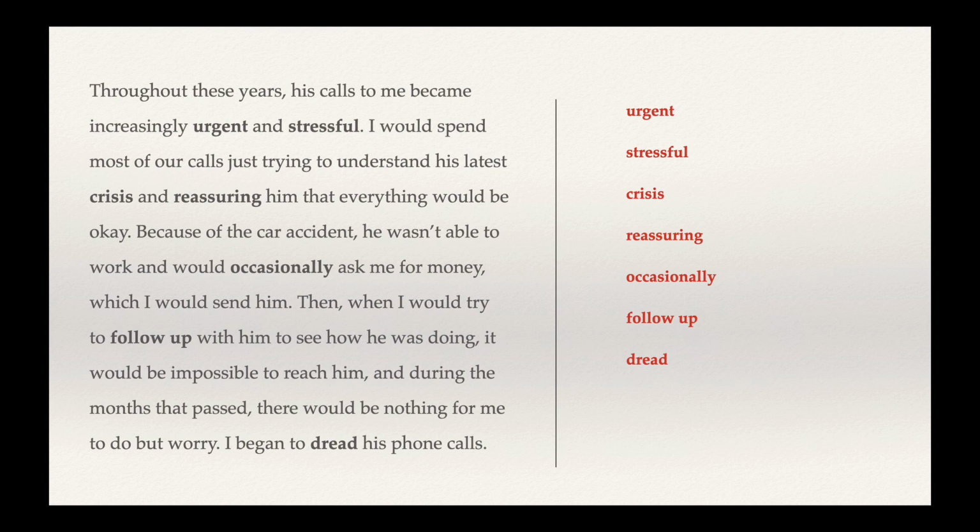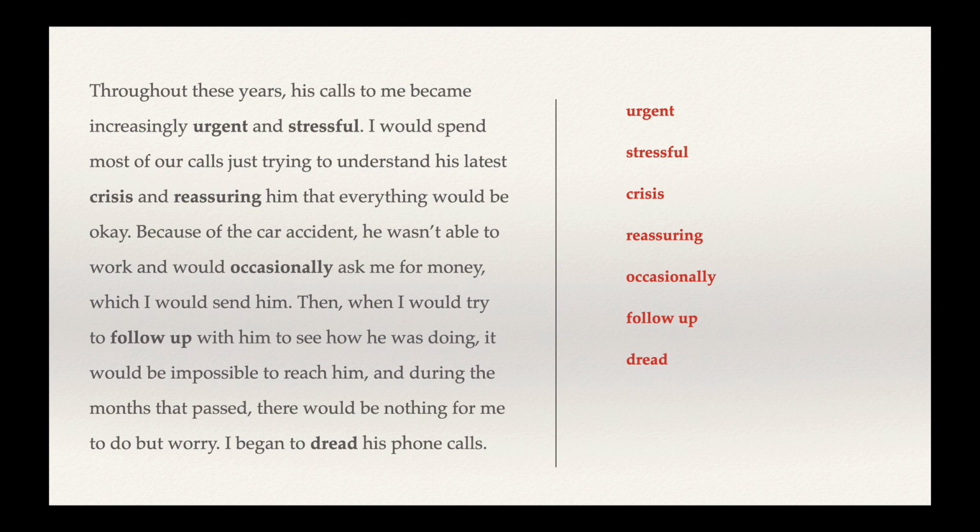In the next sentence, we see that Chris had a car accident and he couldn't work because of it. So he would occasionally ask for money, right? Occasionally is our adverb form of occasion. Okay, that means sometimes, right? Not often, but once in a while, sometimes.